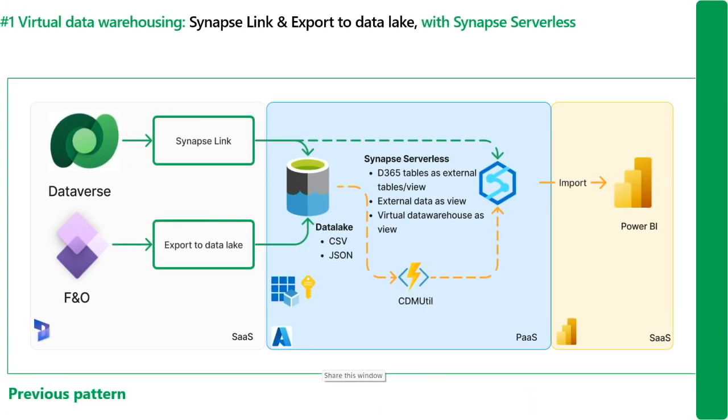If you're using Export to Data Lake today, this is showing the current pattern. As Milinda mentioned, there were 2 pipelines, Synapse Link and Export to Data Lake. If you are using the Export to Data Lake pipeline, you are basically exporting data to Data Lake in CSV. Then you are using tools like CDM util to create the D365 tables as external tables or views on the Synapse serverless. In many scenarios you are also bringing external data to Synapse Data Lake and then creating views or external tables on top of that.